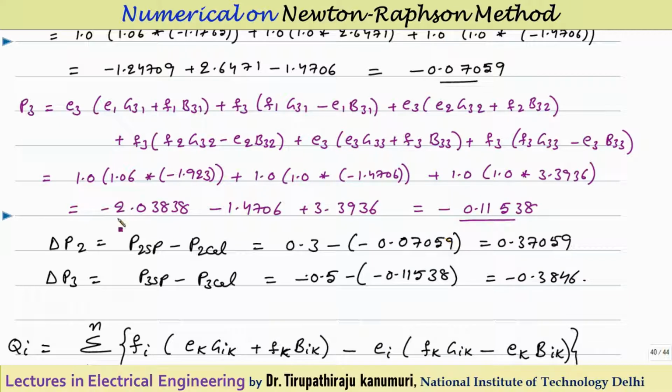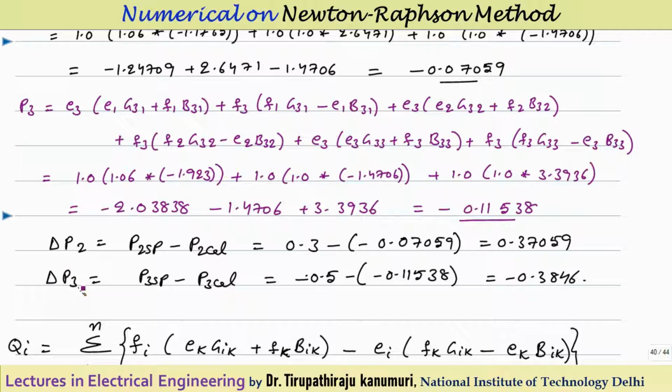So after calculating the powers, what we have to do? We have to calculate delta P2 and delta P3 for that matrix form. That means delta P2 is P2 specified minus P2 calculated, and delta P3 is P3 specified minus P3 calculated. Now generator P2 is the generator bus. That way whatever power is mentioned I have taken as plus, but minus what is calculated? Calculated value is minus 0.07059. I have substituted, I got this difference.